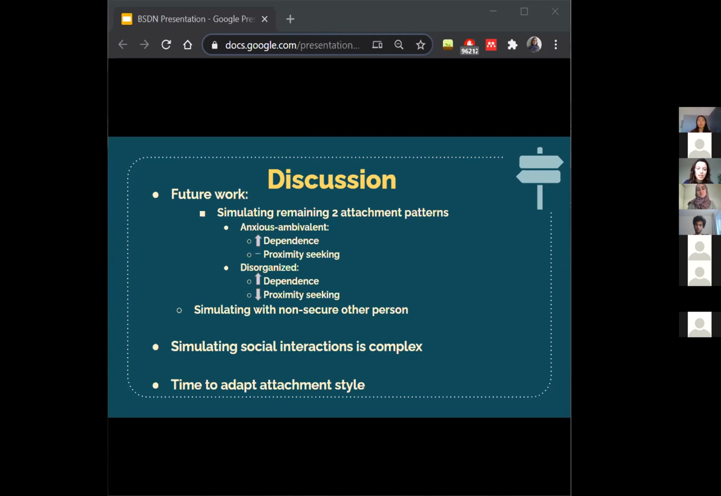And additionally, it takes time to adapt attachment styles. So in our simulations, the main character almost immediately learns to adapt and how to adapt, even when meeting only one other person. And in reality, this would probably take much more time and also require multiple interactions with different people.